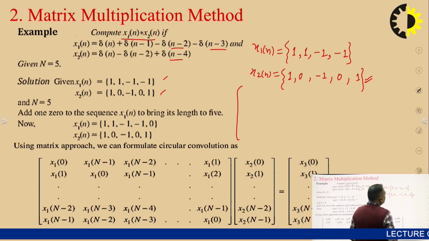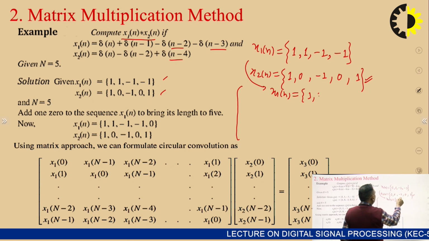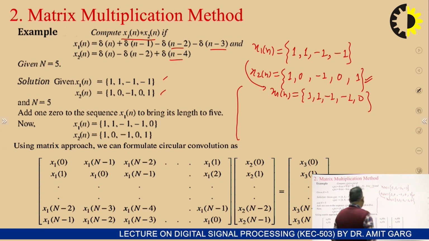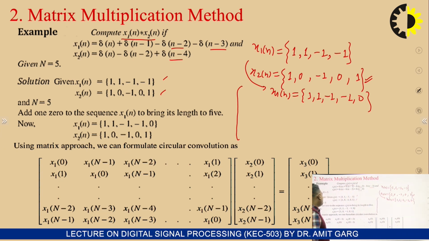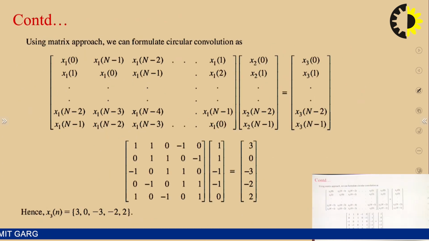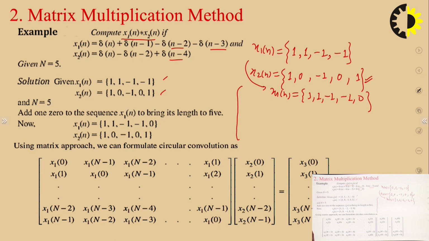So we have to make its length equal to 5 again. So your new x1n will become 1, 1, minus 1, minus 1 and 0. Now how can we calculate it? We can simply calculate it by taking one of the sequences and, with the help of that sequence, we will make a matrix, and we will take another sequence as it is. So here you can see we have taken the second sequence.